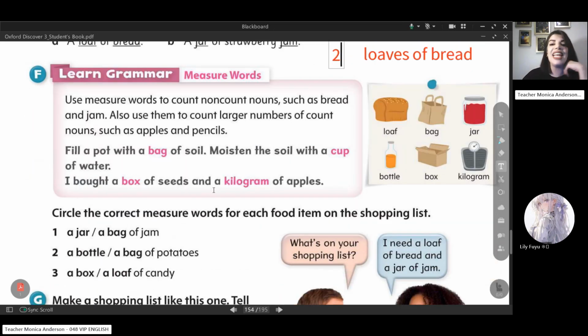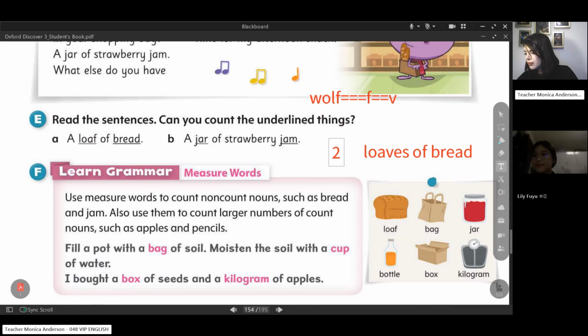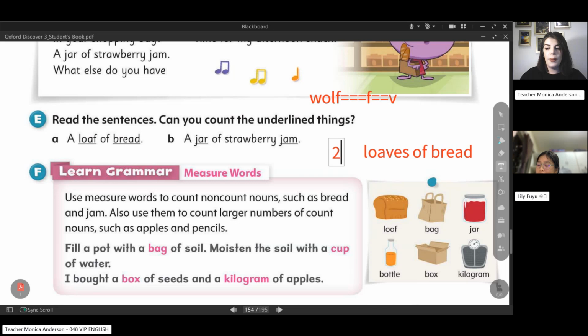Well, now look at this one. So they are called what? They're called? Measure words, right? Measure words. Get it? No.